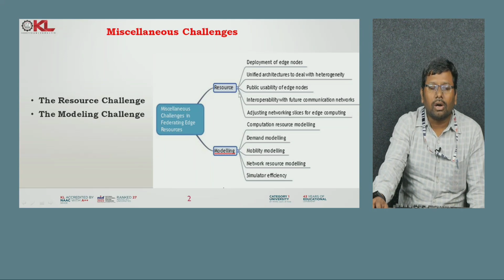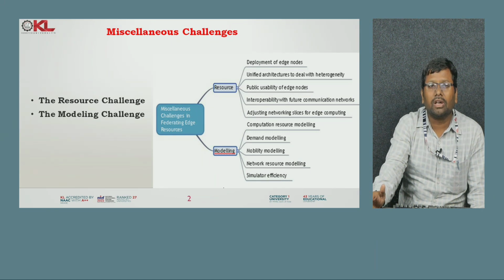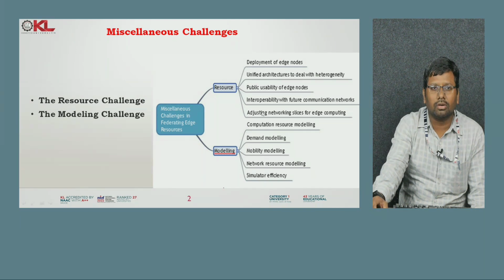If we talk about the resources, these are the various challenges. Deployment: where to deploy the edge node, the correct place should be identified. Next, unified architectures, that means for every challenge we should not move to a new architecture. There should be a standard architecture that is capable of addressing a lot of challenges. Next, public usability of the edge nodes. As awareness among the end users is growing day by day, more edge devices need to be deployed at various places.